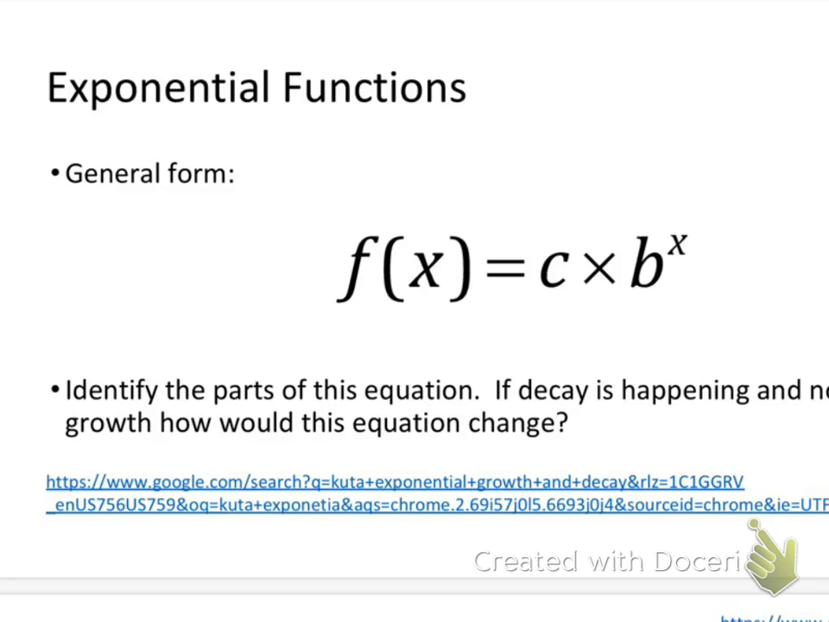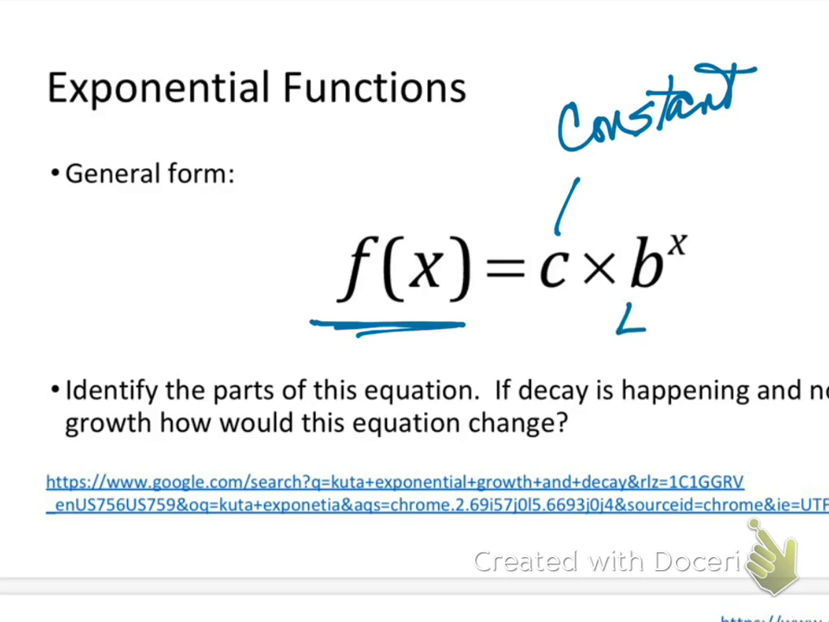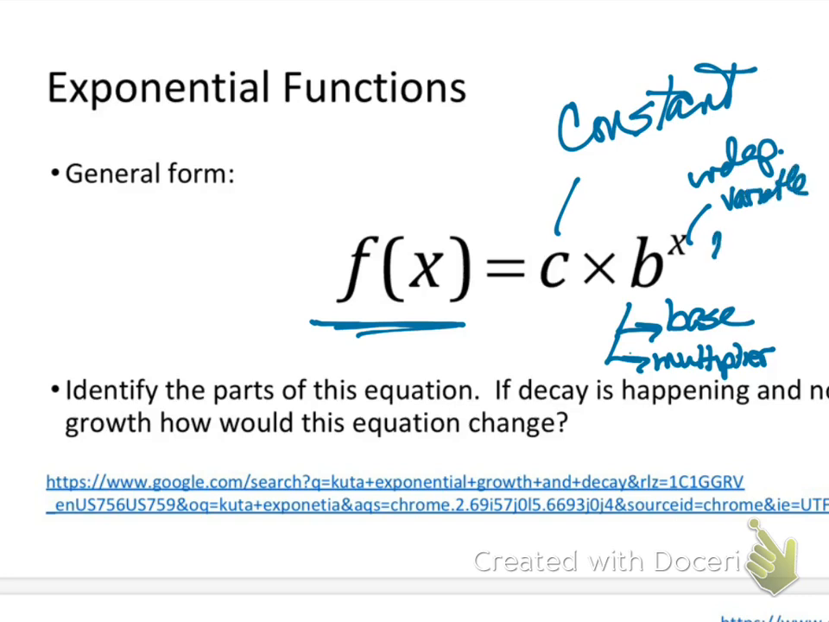Here they give us a general form, and they ask us to analyze the parts of this. So here's your dependent part, and this is your constant. Your constant can also be your starting value. In population equations, it would be your starting population. Here is your base, also called a multiplier. And here is your independent variable, or you can call it your exponent. So identify the parts.